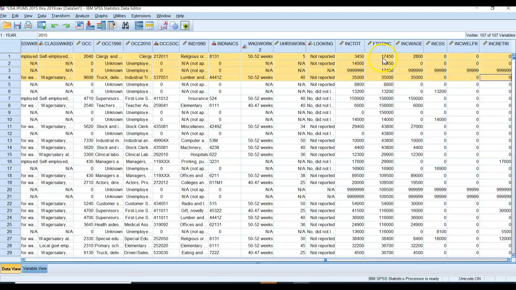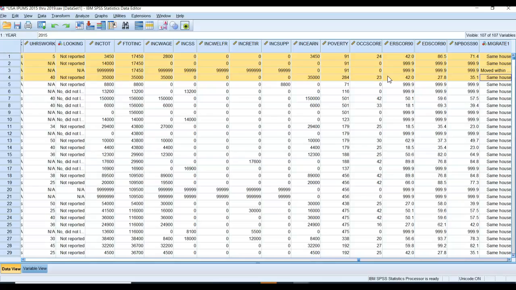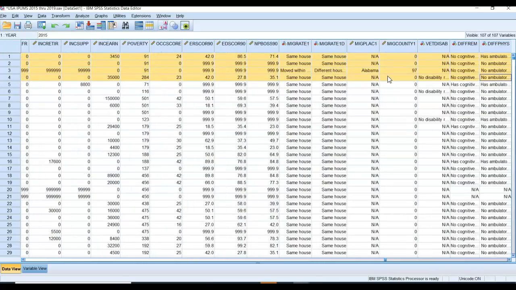As clergy, he makes $17,450. This is the total family income right here. This is the actual individual income. He only makes $3,450. She makes $1,400. This guy's a truck driver, makes $35,000 a year. So, this is what the variables are in here.